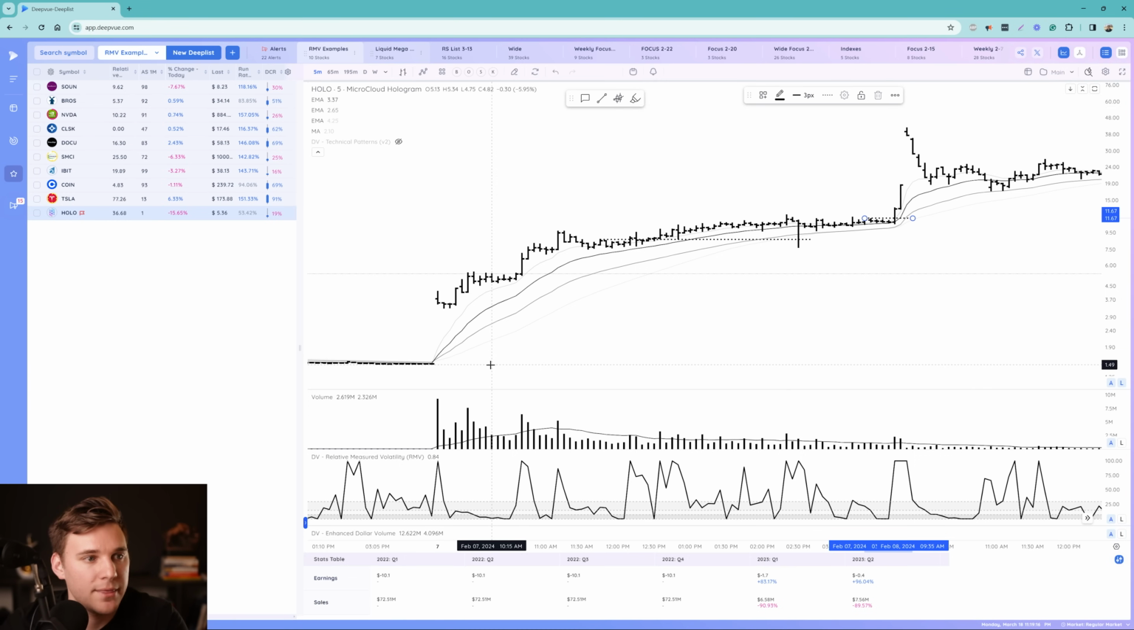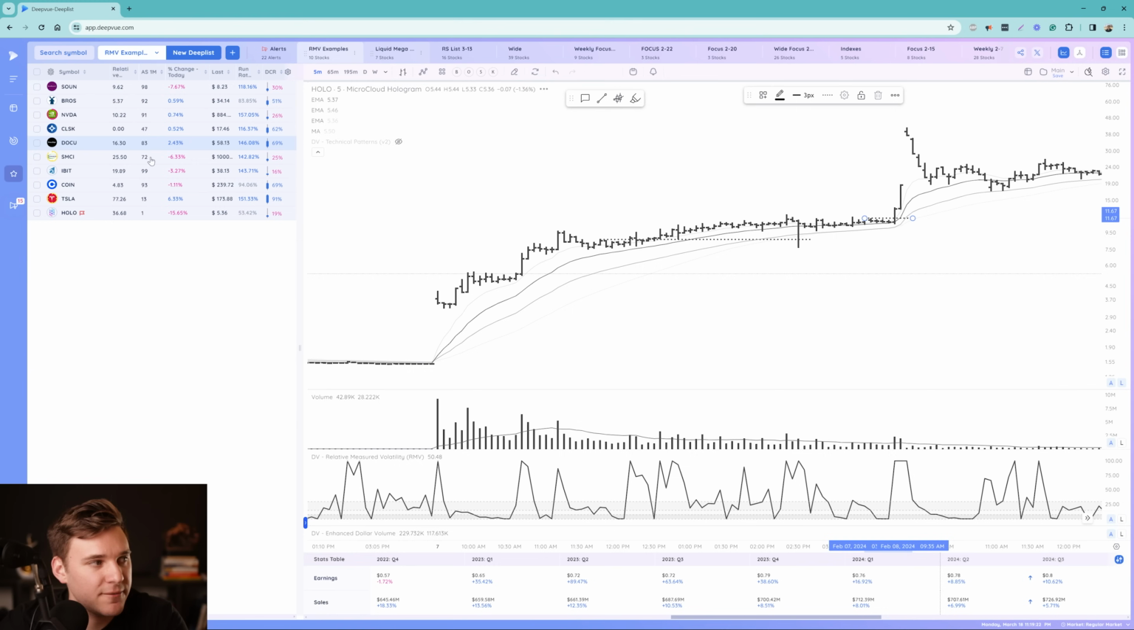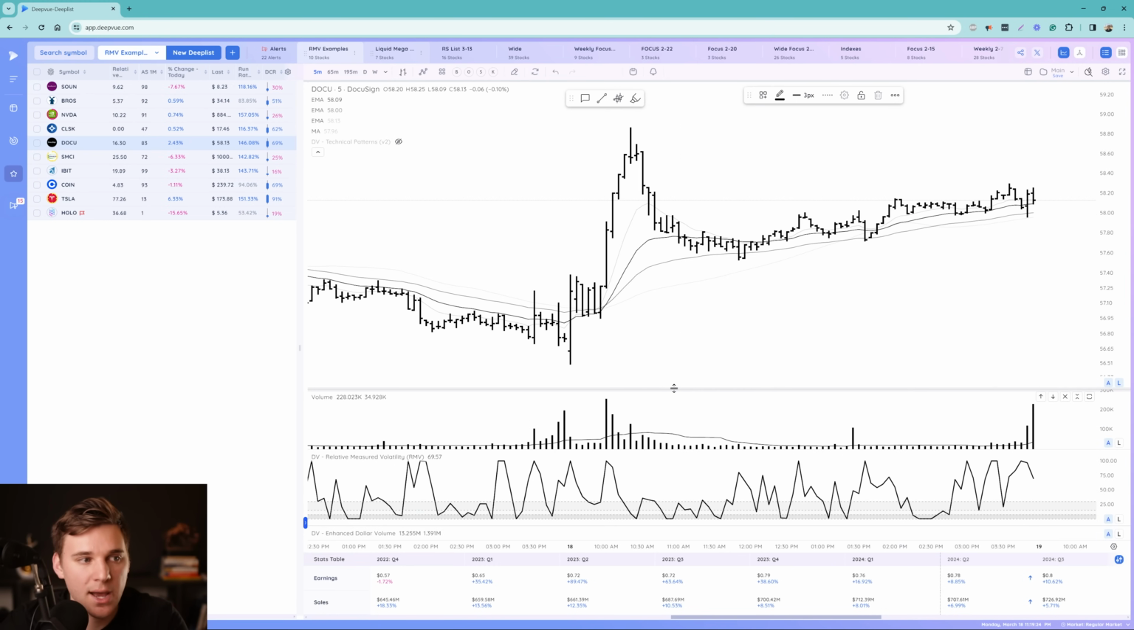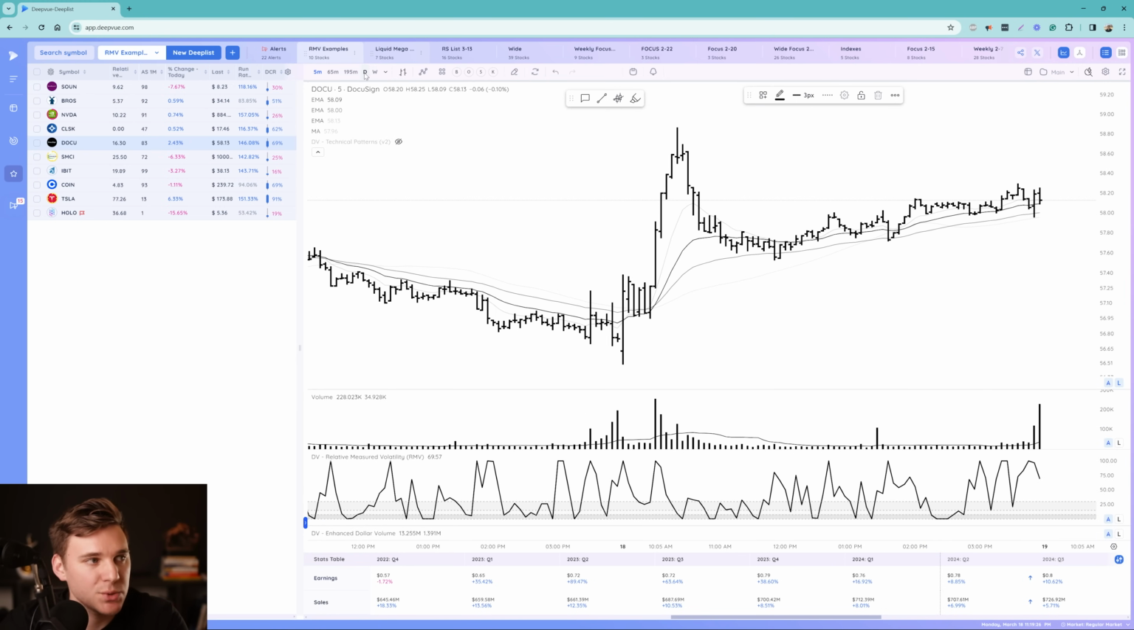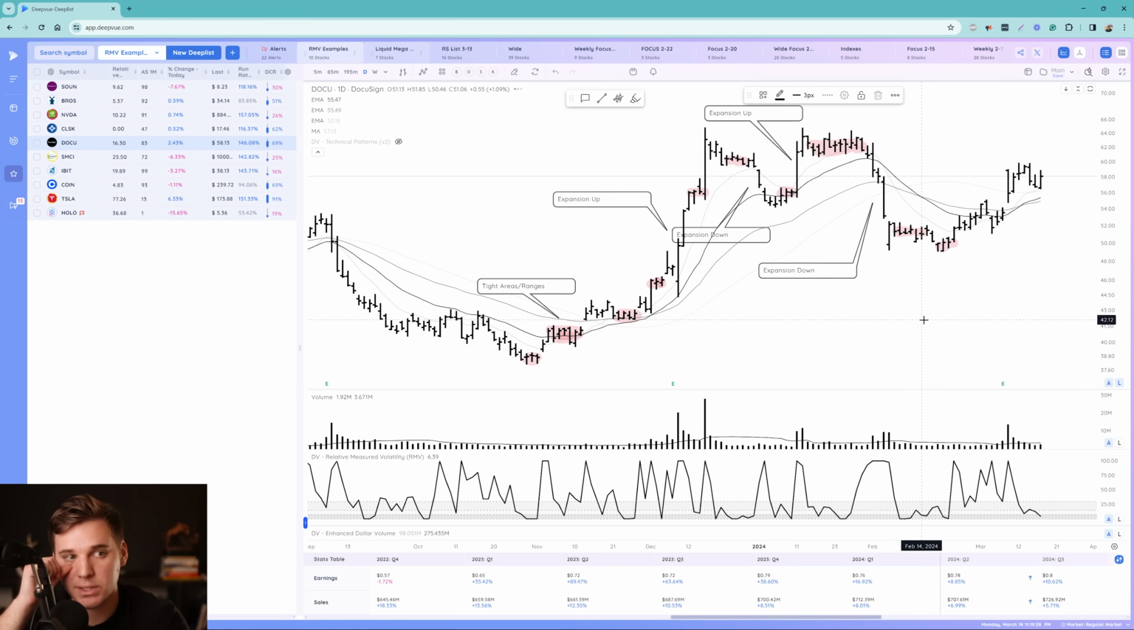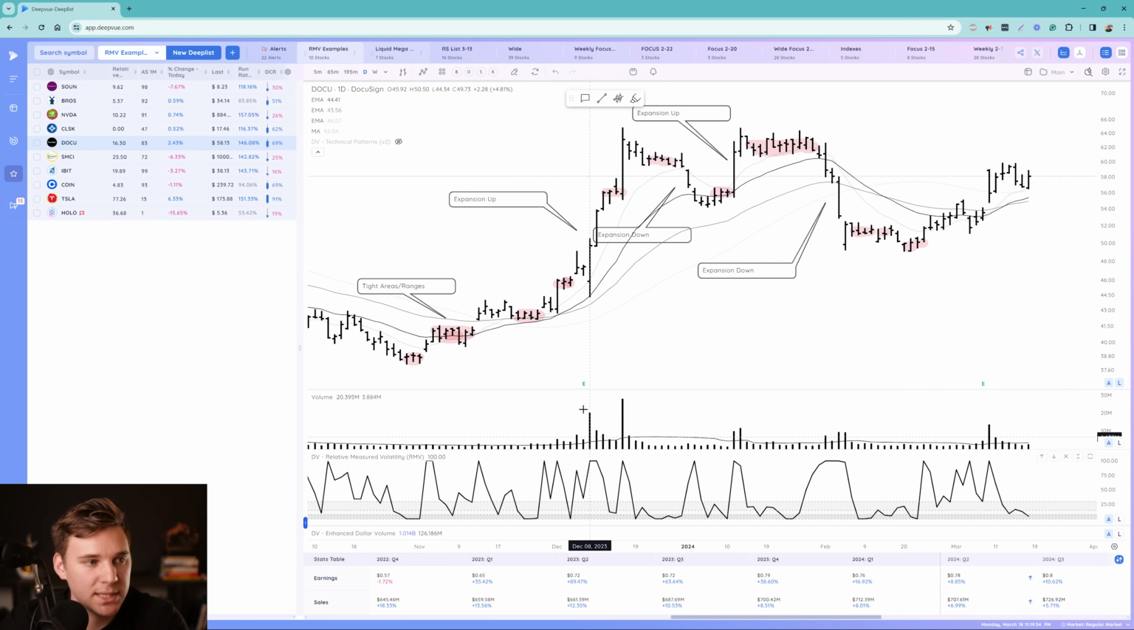So I think RMV is a great way to help you break down a chart, identify both that a stock is under accumulation, as well as identify, as I mentioned, the low risk buy points that we've kind of shown a bunch of examples about today. So that's pretty much it when it comes to the indicator.